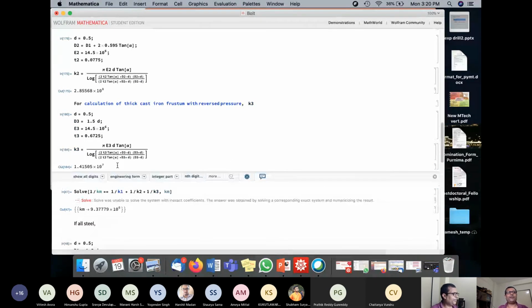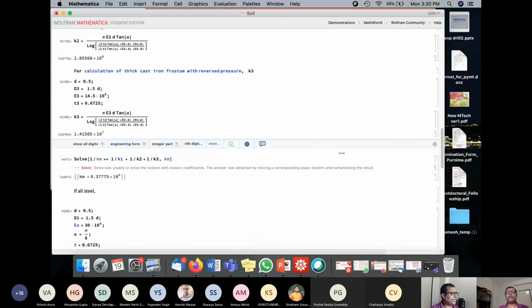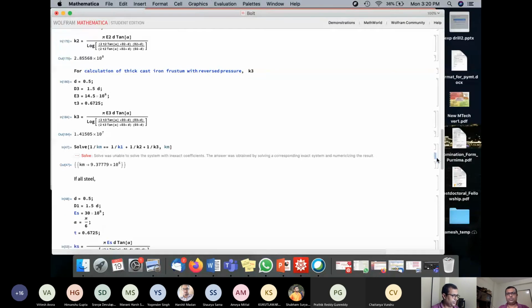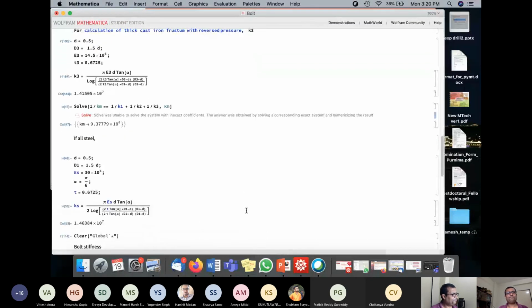So K3 is 14.1. Now what I can do is, I know K1, K2, K3. I can just solve for Km. So Km turns out to be 9.3799 times 10 to the power 6.